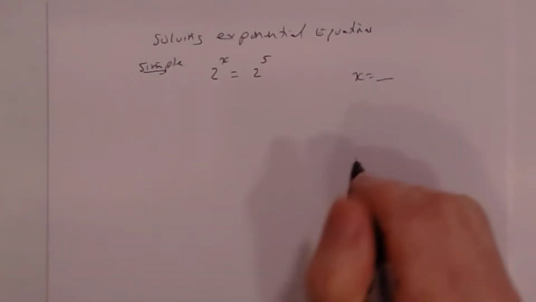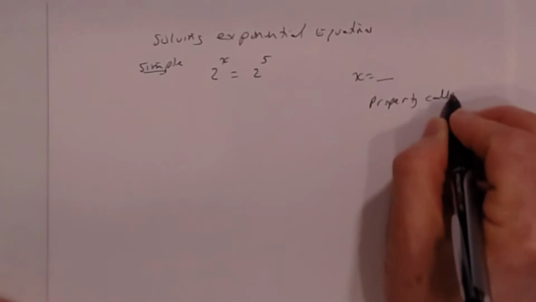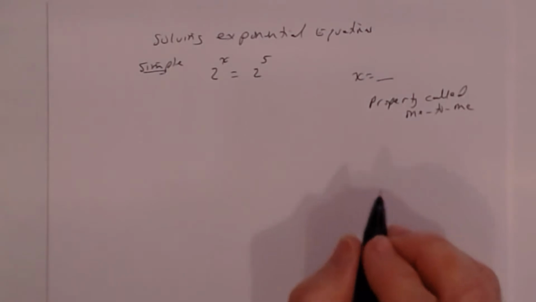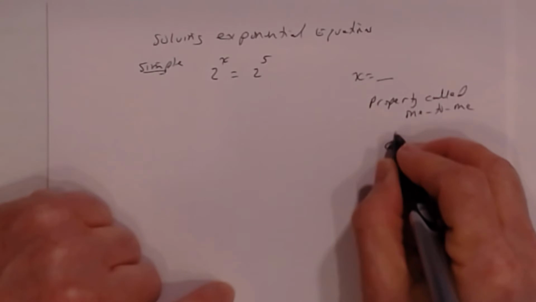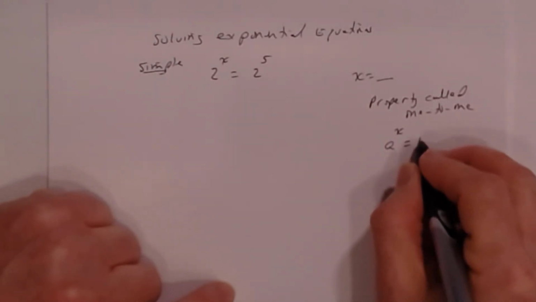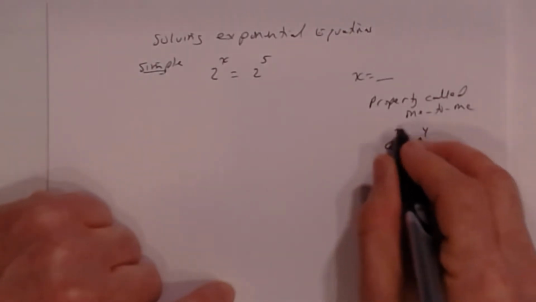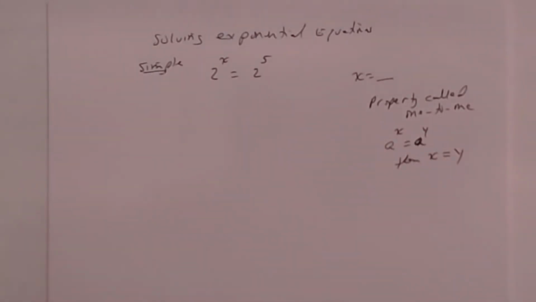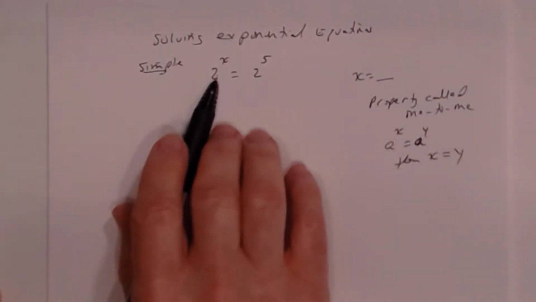So there's a one-to-one property. That one-to-one property basically says what I'm about to tell you. If the bases are the same, so if a to the x equals a to the y, then the exponents have to be equal to each other. Then x must equal y. So this is a very simple one. On the final, it's not going to be that simple. You're going to see how it's going to look in a little while, but that's the idea.